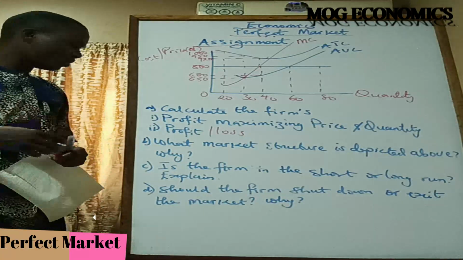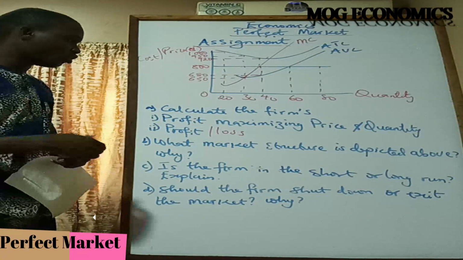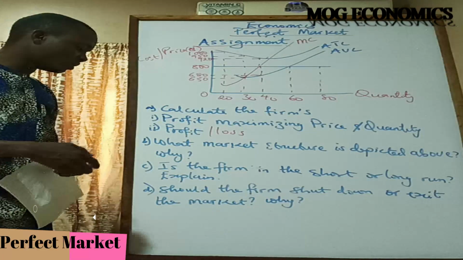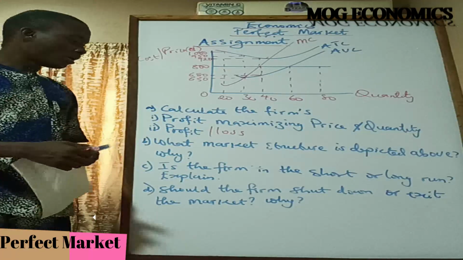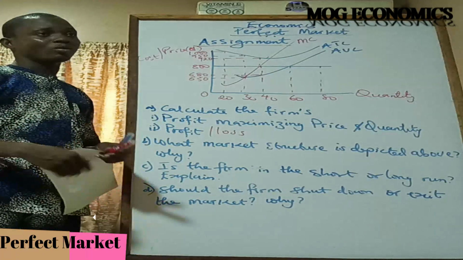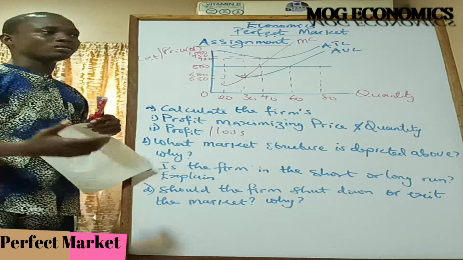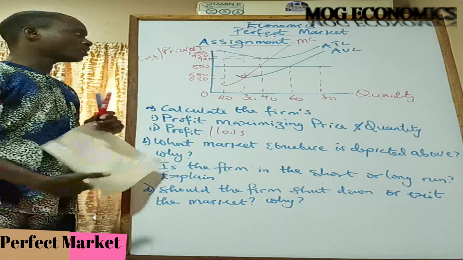Then number C: is the firm in the short or long run? Explain. Then D: should the firm shut down or exit the market? And why? So pick. Is it shutting down that you should pick or exiting the market? And then why are you picking that particular answer?